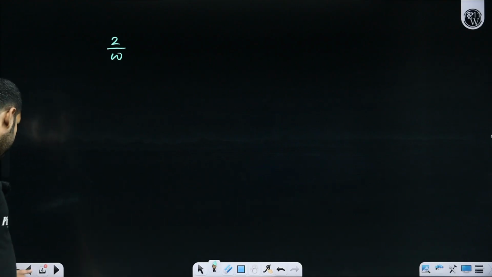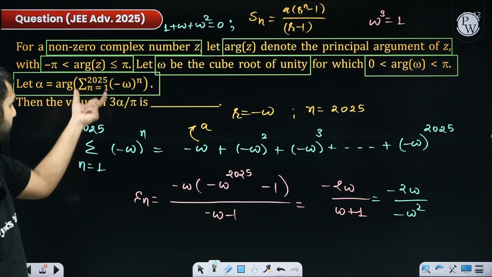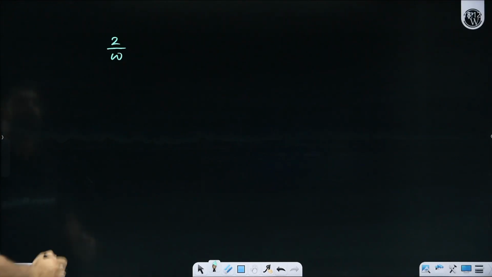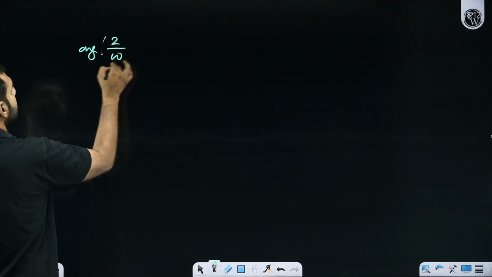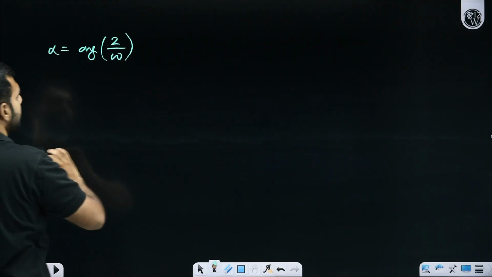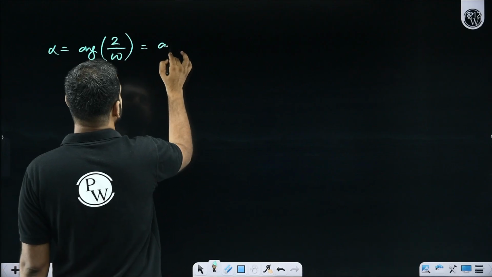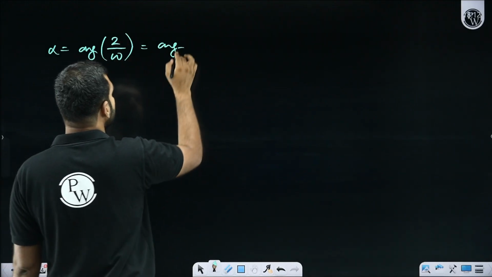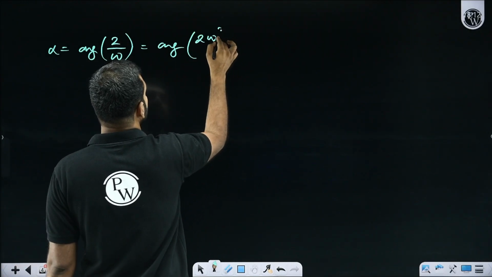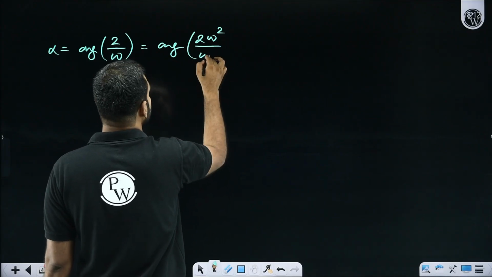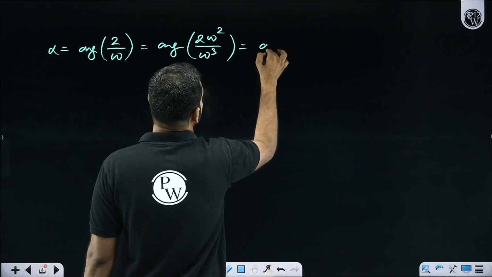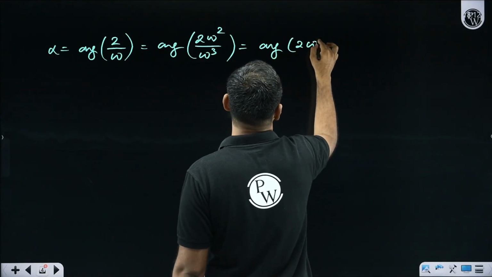That's my final simplified version of this expression, but we need the argument of it. So we need the argument of it, that will be alpha. But I'll say that instead of finding argument of it, shall I multiply it by omega square in the numerator and denominator? So it will be 2 omega square in the numerator, omega square into omega, that is omega cube in the denominator. So technically we need to find the argument of 2 omega square.